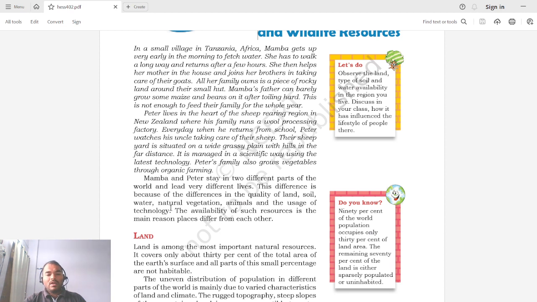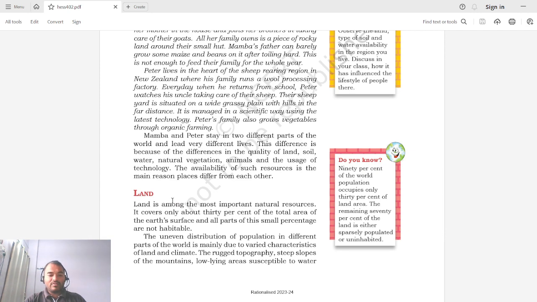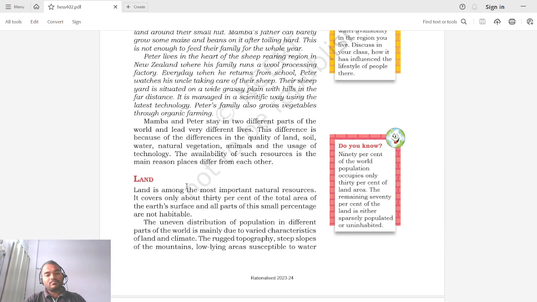So basically, these are the major reasons: quality of land, soil, water, natural vegetation, and animals, and the use of technology. So if these resources are available in plenty, there we could say that we can develop our life like Peter. Whereas if there is scarcity of these resources, then our life would be like Mamba. Okay, so we will see these resources in detail. So let us start with the first resource, that is land.